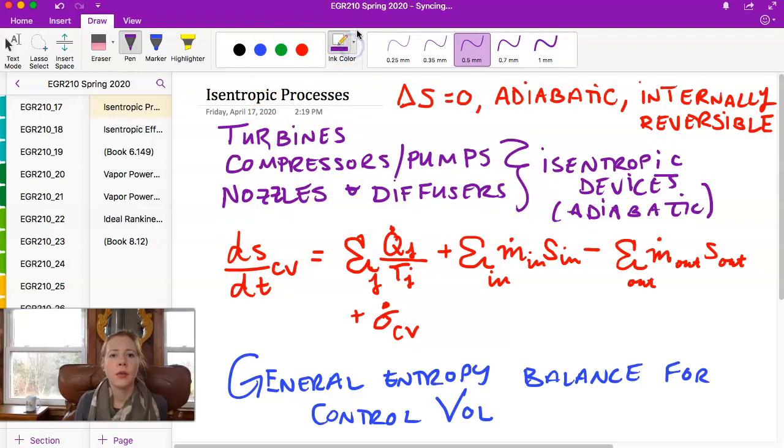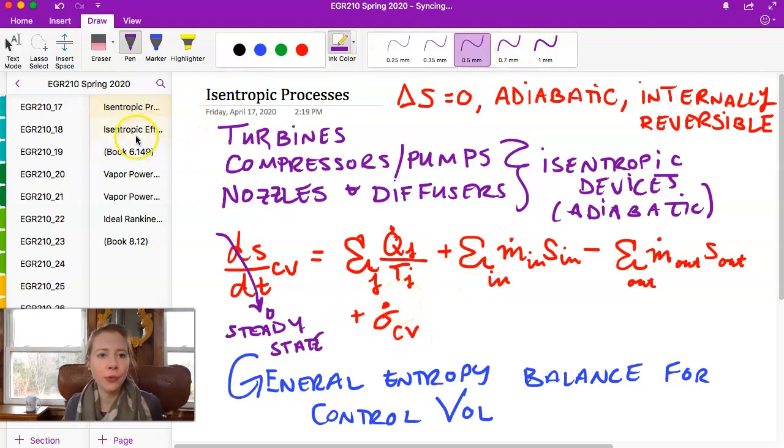One major one, of course, is that if dS/dt is 0, this is the steady state assumption, that there's no change in entropy over time. And in order to be isentropic, we have steady state and adiabatic, so no exchange of Q, and internally reversible, so no entropy production. All right, so let's move forward to isentropic efficiencies.